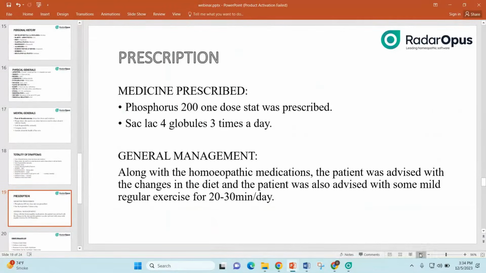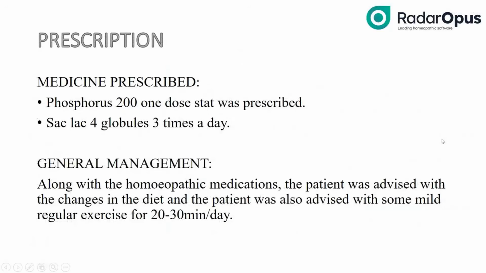So after analyzing with Radaropus, I prescribed the genuine medicine phosphorus 200, one dose stat, and Saclac 4 globules 3 times a day. I also advised her the general management of the diet changes. I advised along with the medication, the diet changes, and she was also advised some mild regular exercises for 20 to 30 minutes per day.